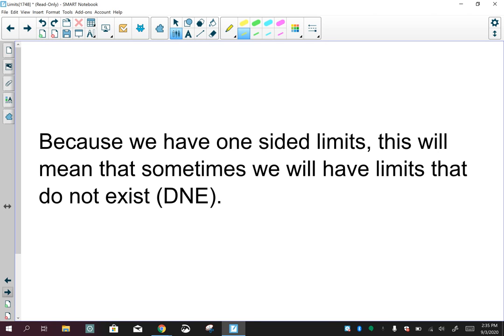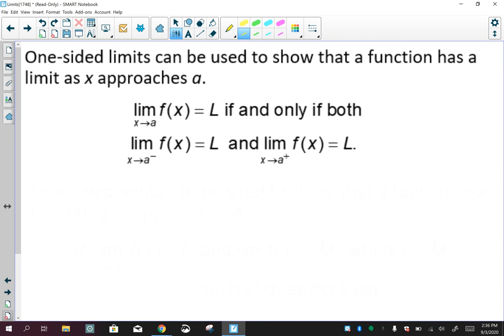When we have one-sided limits, that does mean that sometimes we're going to have limits that do not exist. That means I'm going to approach something from the left-hand side, and it may not necessarily be the same number that's coming from the right-hand side.